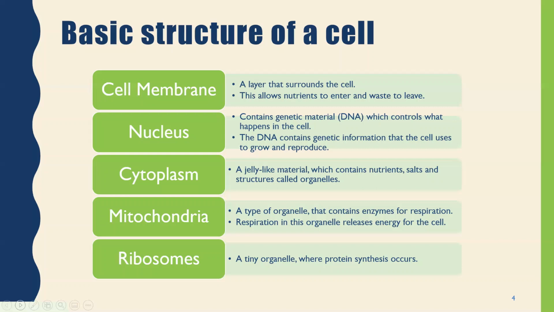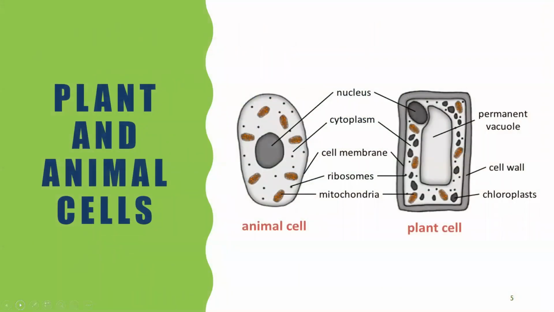So now that we've looked at the basic structure of a cell, let's have a look at plant and animal cells. You can see here this diagram on the right, we have an animal cell and a plant cell. We can see that there are lots of similarities between the two in terms of the structures that we've just talked about. So you have the nucleus, the cytoplasm, the cell membrane, ribosomes, and mitochondria. Those are some similarities between animal cells and plant cells. All animal cells and plant cells have those structures.